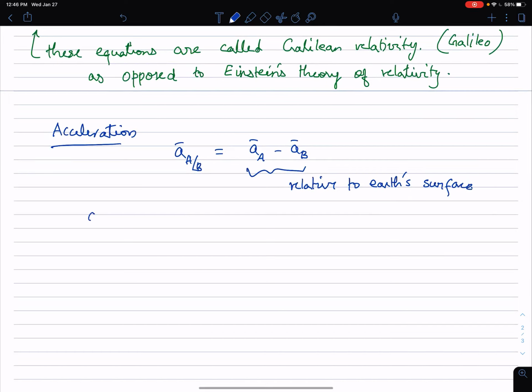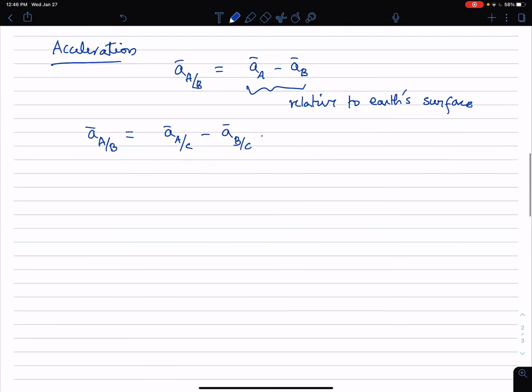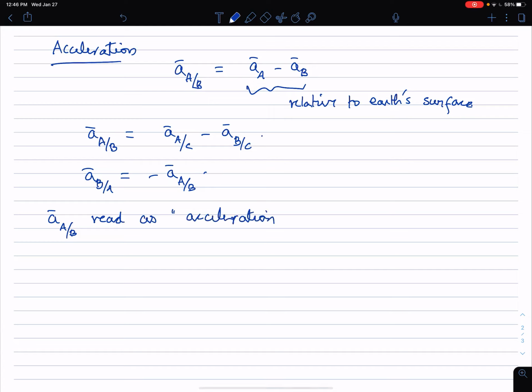And then if you have 3 objects, then of course acceleration of A with respect to B is just acceleration of A with respect to C minus acceleration of B with respect to C. And of course, acceleration of B with respect to A equals minus acceleration of A with respect to B. Okay, so just to be clear, this is read as acceleration of A with respect to, okay.